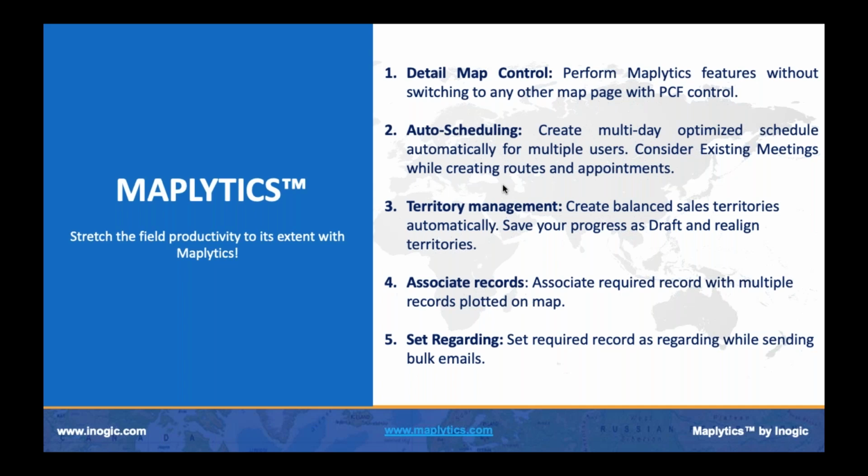The last two features that we'll be going through are associate records and set regarding. Using associate records, you'll be able to associate a single record with multiple records that you have plotted on the map. And using set regarding, while sending bulk emails to multiple records, you can set a particular record as regarding in the mails.